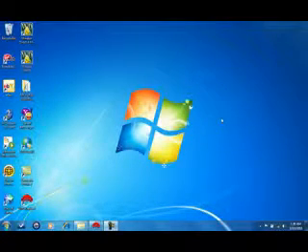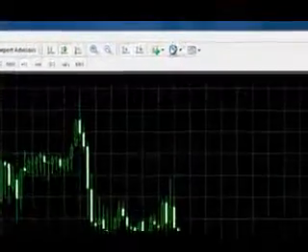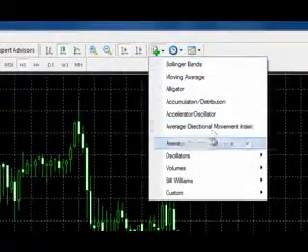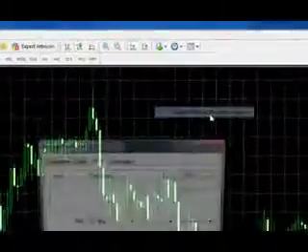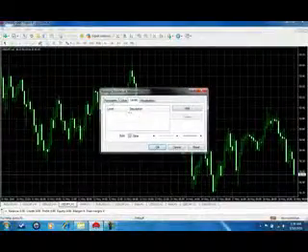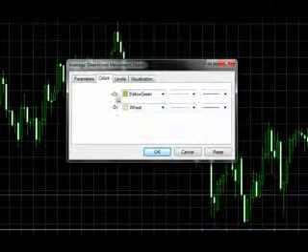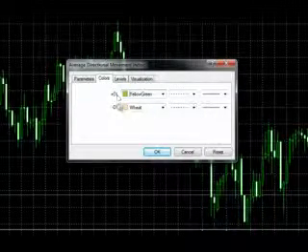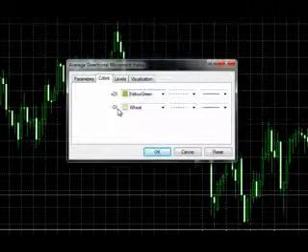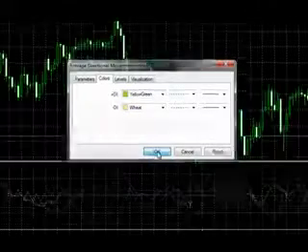The average directional movement index can be found by just going to the indicator list, and there it is right there. All you need to do is set your parameters and your configuration. It consists of two lines, the negative DI and the positive DI.